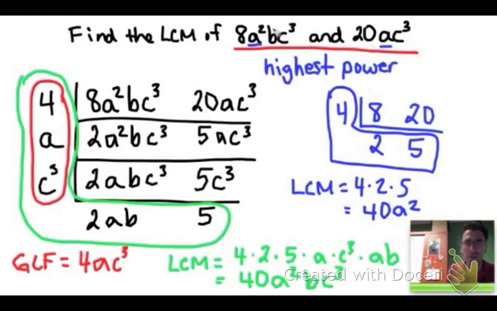A b with nothing there is really a power of 1. And b to the power of 1 is higher than no b, which really is b to the power of 0. But we'll get to that a little bit later. So the b and c cubed and c cubed, well, those are the same, so it's just going to be a c cubed.